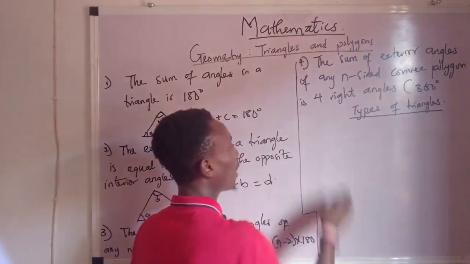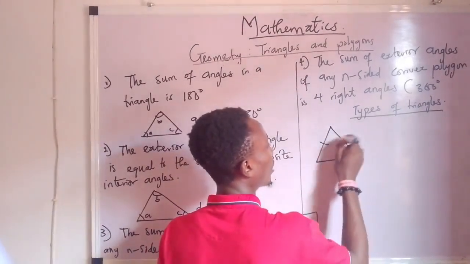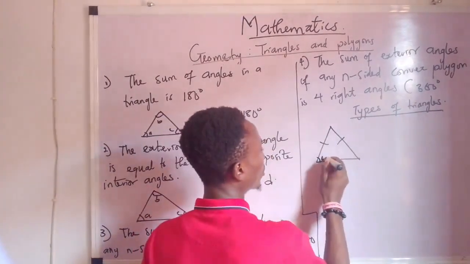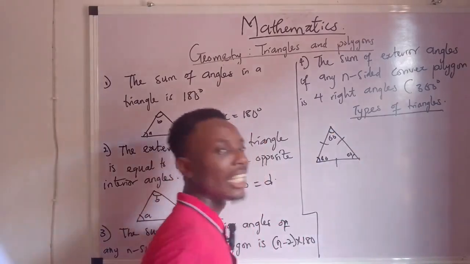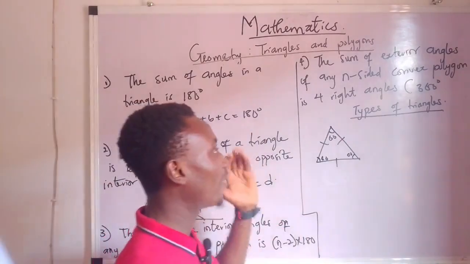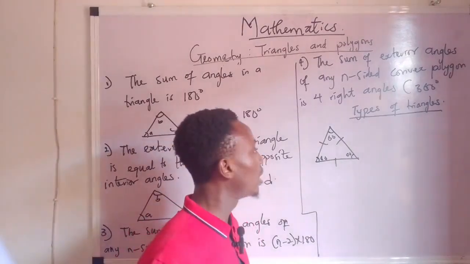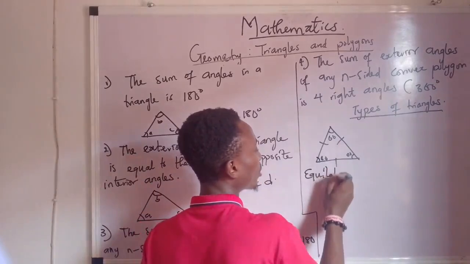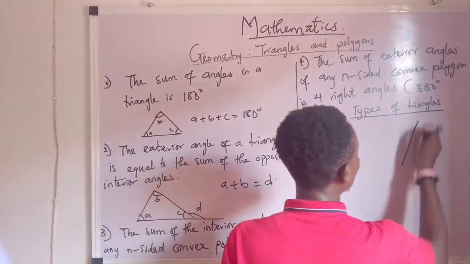And so for that we have 3 types. We have your equilateral triangle, always denoted like this. All angles are equal. And if the sum of angles in a triangle is 180, if they are divided equally, you have 60, 60, 60 degrees. This is your equilateral triangle.